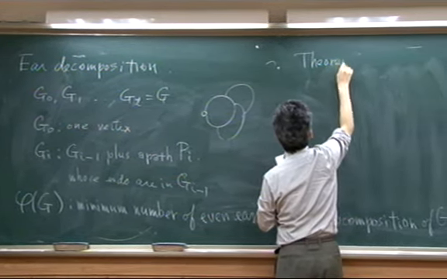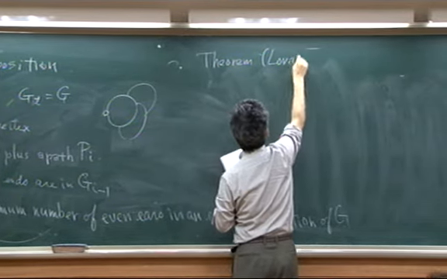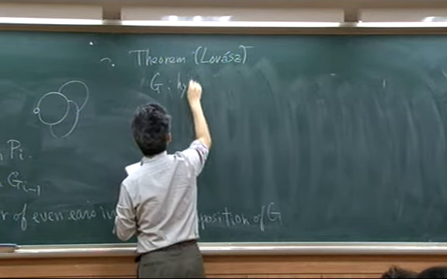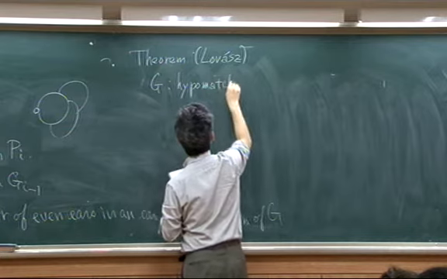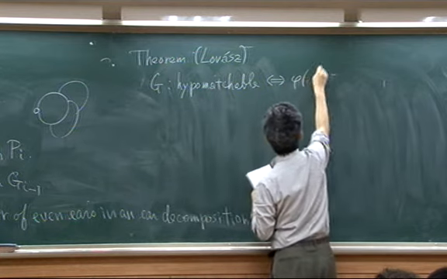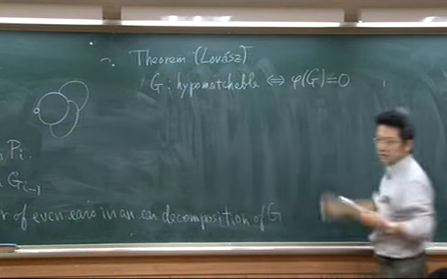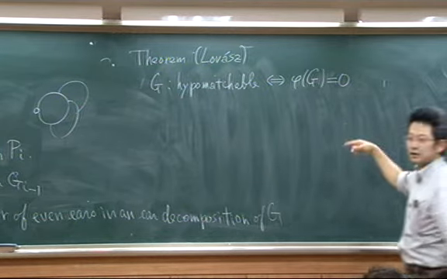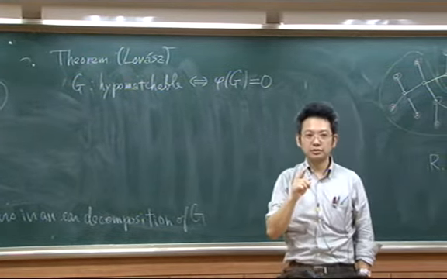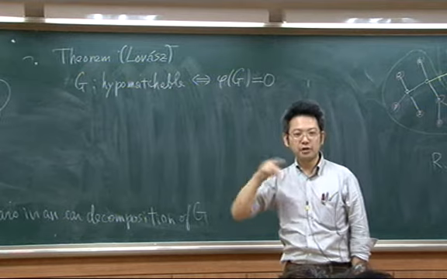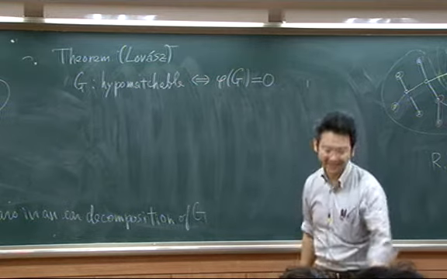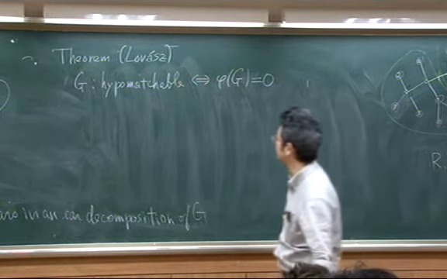While this is so interesting, the first reason is that there's a theorem by Lovász in the early 70s, which says that G is hypomatchable if and only if phi(G) is equal to 0. That means G is hypomatchable if and only if you have an ear decomposition where all the ears are of odd length. You want me to define hypomatchable? Oh yes, I will define that.